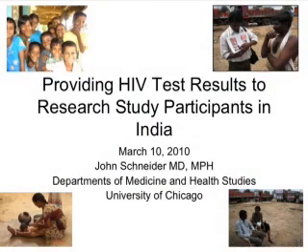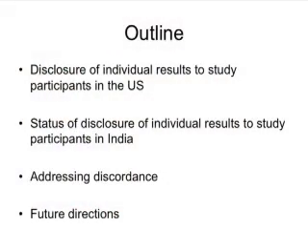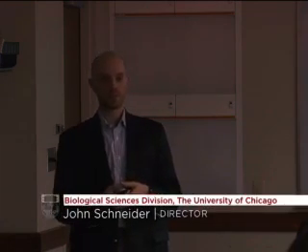So I'm going to talk a bit about the disclosure of individual results to study participants in the U.S. And the status of disclosure of individual results to study participants in India. And then I'm going to address some of the discordances between what happens in the U.S. and what happens in India, and then talk a little bit about future directions.